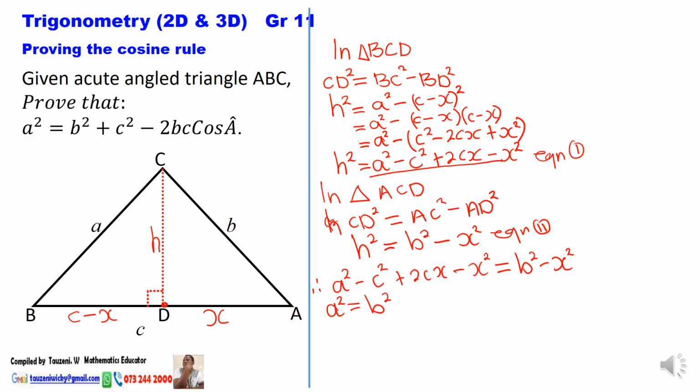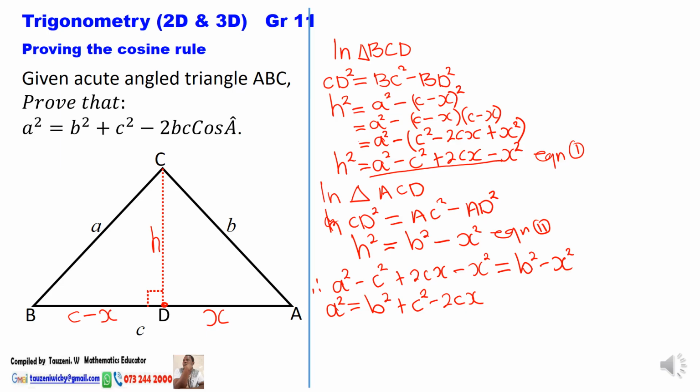Then the c squared, if we move it, is going to become a positive c squared. Then 2cx will become a negative 2cx. Now x squared, if we move it to the right-hand side, it will become a positive x squared. So a positive x squared and the negative x squared become 0. Therefore, a squared is equal to b squared plus c squared minus 2cx, is our expression that we have for now.